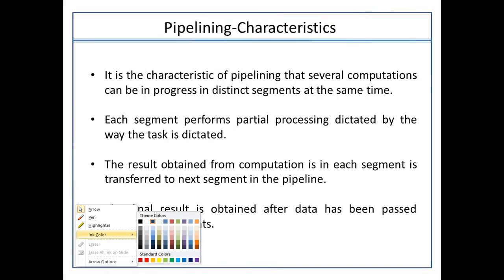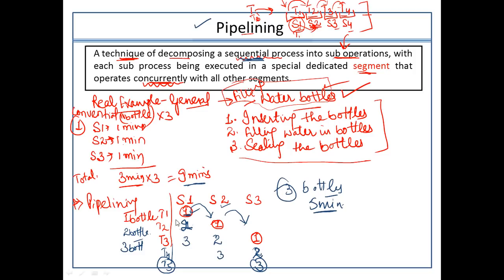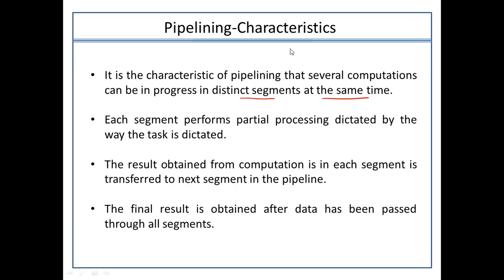All right, so let's now proceed with understanding the basic characteristics that the pipelining process consists of. So pipelining, as I said, means several computations can be in progress in distinct segments at the same time. So this is what we were learning. At the same time, we were having different tasks being done in different segments, right? So this is the point in case of the pipelining process, right?